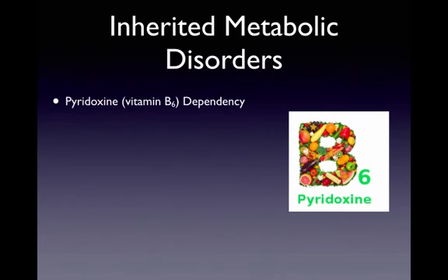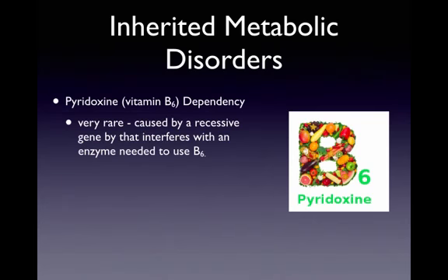So I have 2 more examples of inherited metabolic disorders, and the first one is pyridoxine or vitamin B6 dependency. And this is a very rare disorder caused by a recessive gene that interferes with the enzyme that is needed to use vitamin B6. So infants present with seizures within 2 hours of birth due to pyridoxine deficiency because of the lack of that enzyme, although there are some kids that don't experience symptoms until they're 2 or 3 years old. The treatment for this one is very large doses of vitamin B6, because if the infants aren't able to get that vitamin, then it will result in damage to the white matter in the brain.